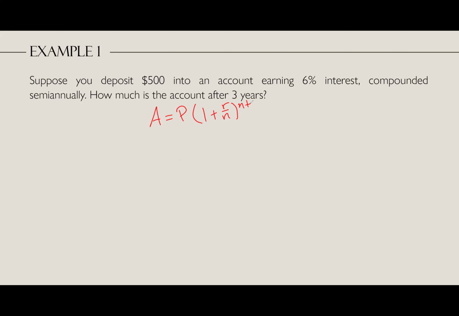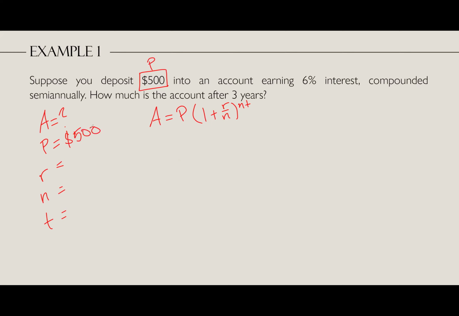So I want to figure out how much the account is worth. In other words, what is A? And if I want A, then I need to fill in the rest of these: P, R, N, and T. We're familiar with most of these. P is my principal. What is my original deposit? Well, in this case, my original deposit is the $500.